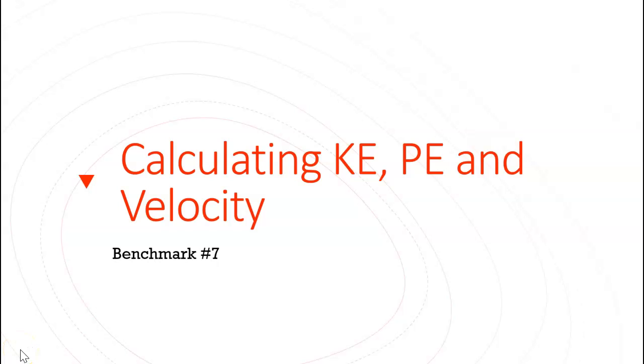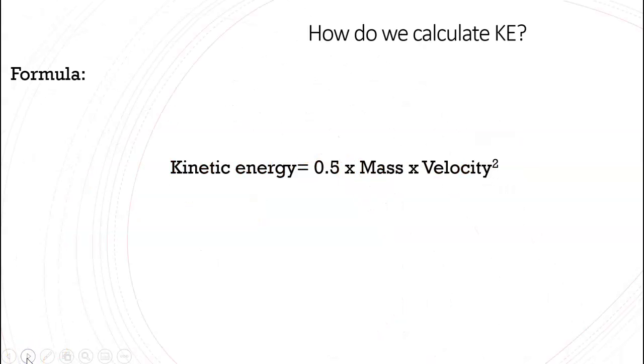So now that you've built your Rube Goldberg machine and it works, you have to calculate kinetic energy, potential energy, and velocity. I know we worked on KE and PE earlier in the school year, but I wanted to make sure we remember how this goes. So let's remind ourselves, how do we calculate kinetic energy?